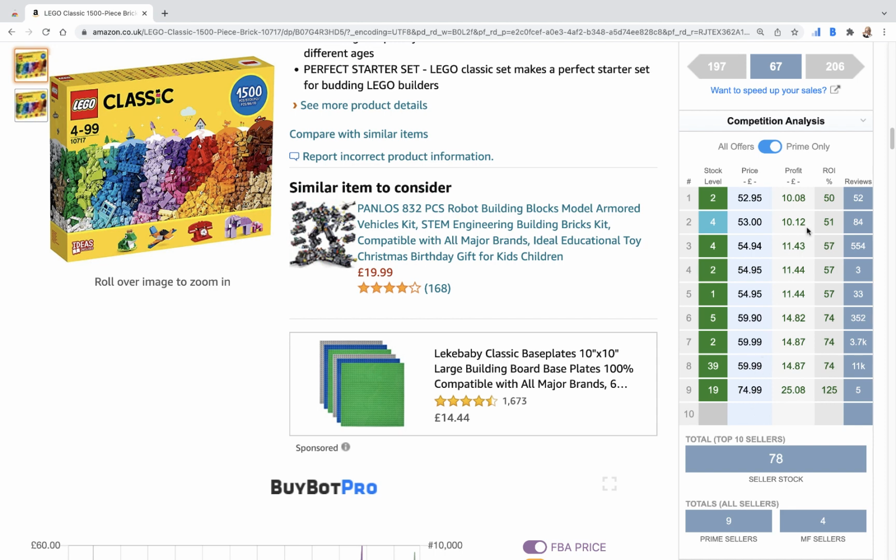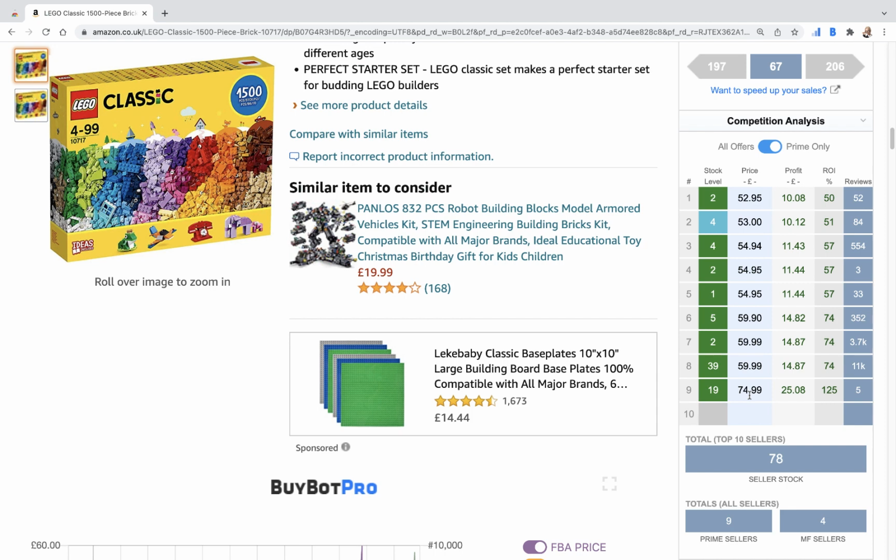So here you can see that potentially there's £10 profit, or $10, depending on whether you're working for a US or a UK seller. And the ROI is 50%. So even at this cheapest price, there's great profit and great return on investment. You can look down here and see this guy, he's at $74.99. He's not really your competition.